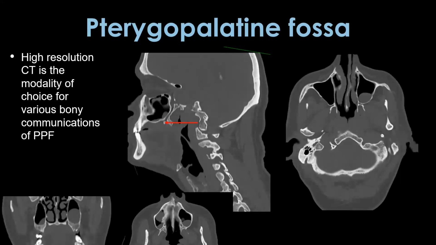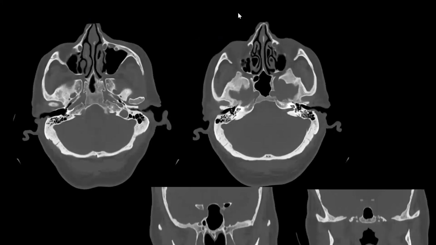I'm going further higher up. So again, I'm in the pterygopalatine fossa region. We can see this vertical canal on both sides. So that is the communication of the pterygopalatine fossa with the Vidian canal. So first, when we go slightly higher up, we see the Vidian canal. I'll go further higher up.